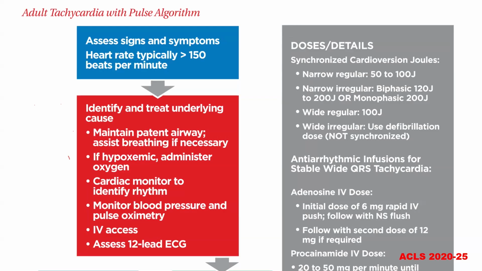Antiarrhythmic infusion for stable, wide QRS tachycardia. Adenosine dose 6 milligram, rapid IV push. If there is no response, double the dose to 12 milligram.